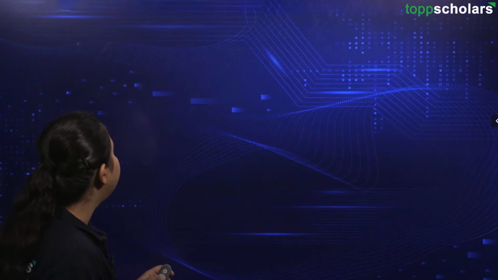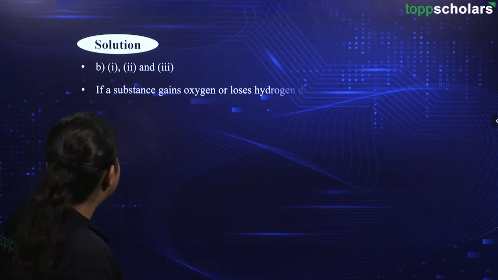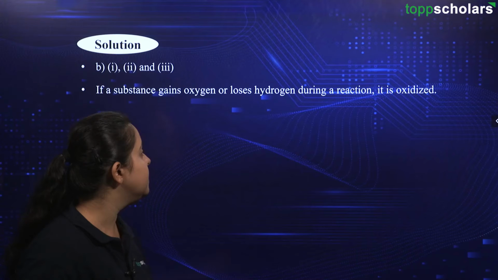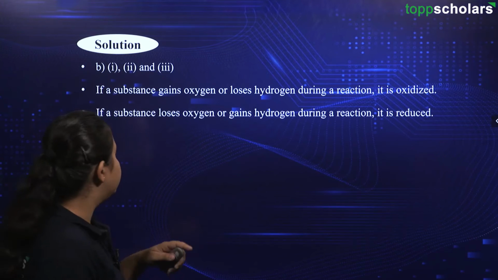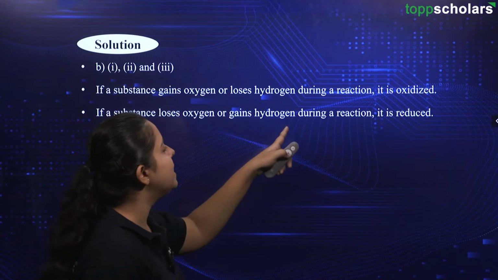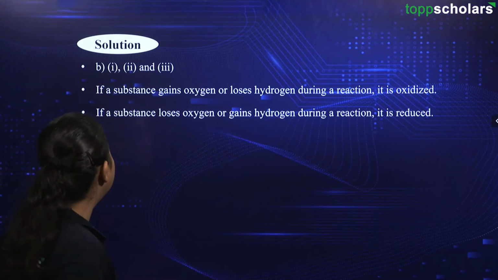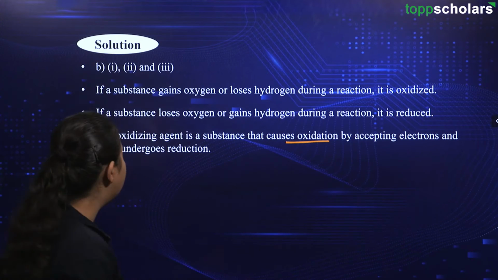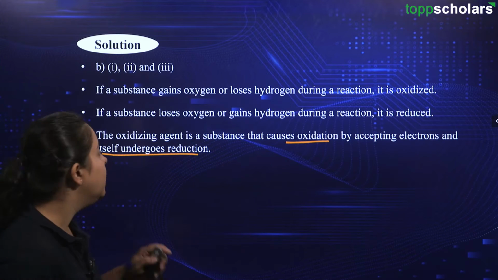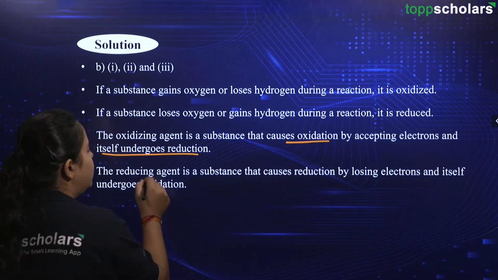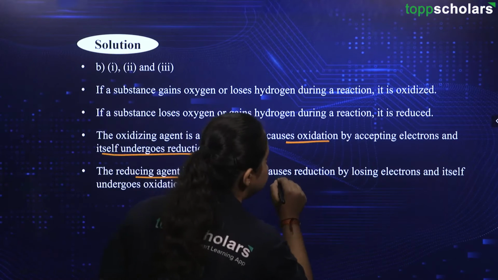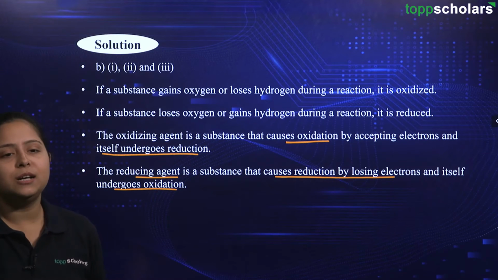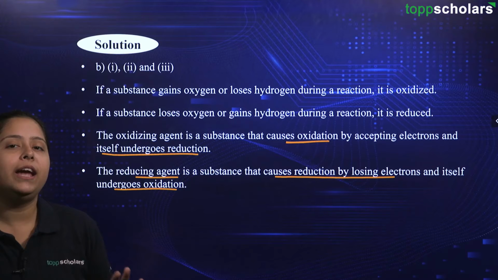Now, all these things are given to you in the solution part, in which it says that option B is correct. If a substance gains oxygen or loses hydrogen during a reaction, it is oxidized. Vice versa will be the case for reduction. If a substance loses oxygen or gains hydrogen during a reaction, it is reduced. Then, the oxidizing agent is a substance that causes oxidation by accepting electrons and itself undergoes reduction. And while we are at it, let us learn about the reducing agent as well. It is a substance that causes reduction by losing electrons and itself undergoes oxidation. So, using all these terms, we have just answered the question and come to the conclusion for the right answer.